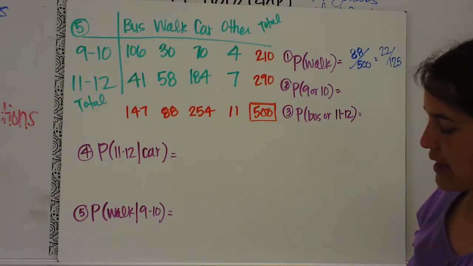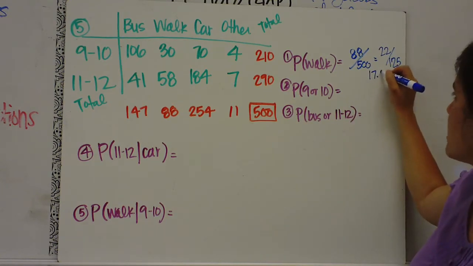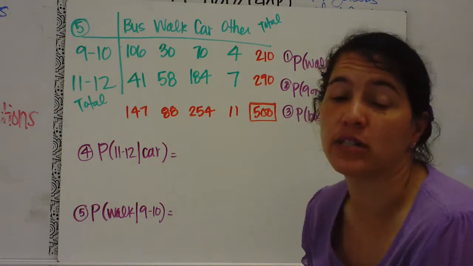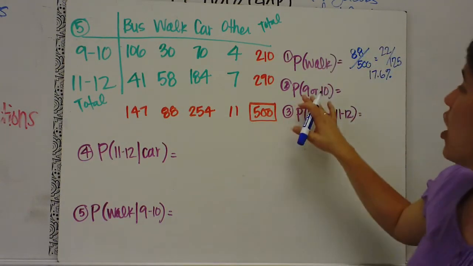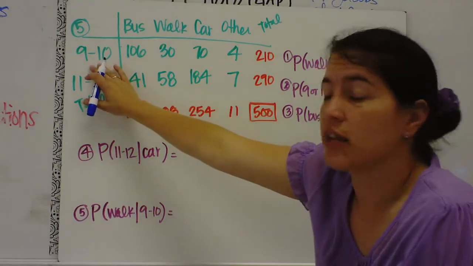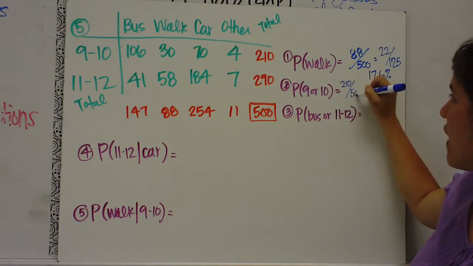And then that as a percentage would be 17.6%. So just a simple probability. What is the probability that a student is a walker? What's the probability that a student would be in 9th or 10th grade? So we have 9th or 10th right here, and that is 210 out of 500.